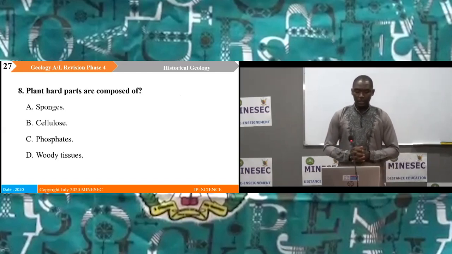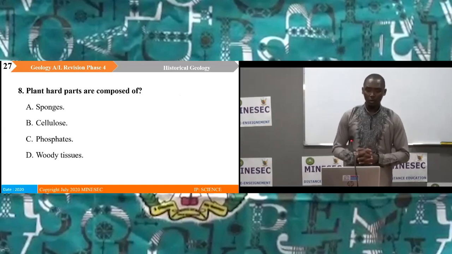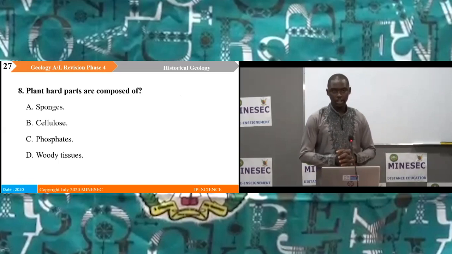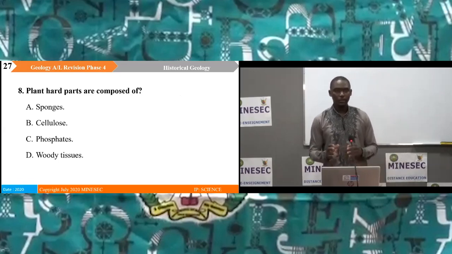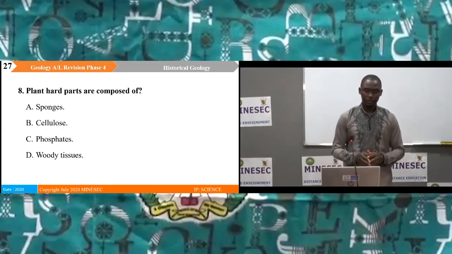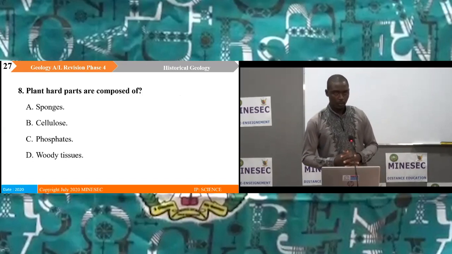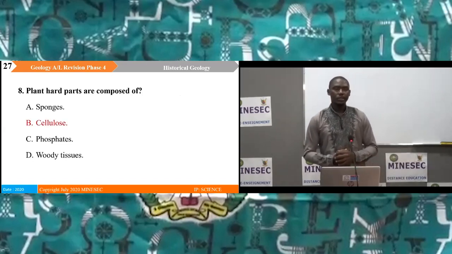Question eight. Plant hard parts are composed of A, sponges, B, cellulose, C, phosphate, D, woody tissue. Our correct answer is B, cellulose.